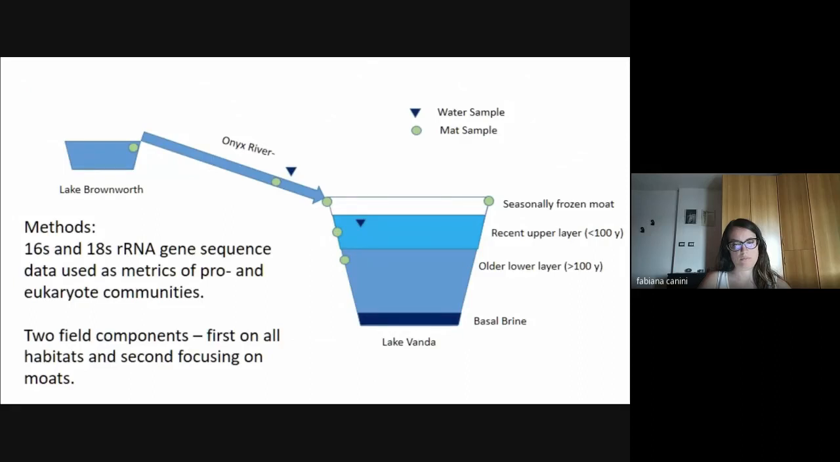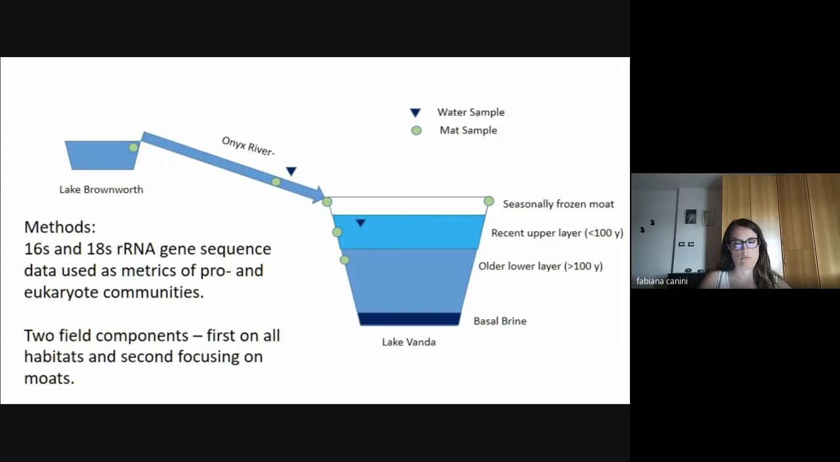Methods were primarily focused on microbial mats, which is where we've got the green dots from. So we've collected microbial mats from each of these locations, from Lake Brownworth, top of the system, from the Onyx River, the middle of the system, and from various parts of Lake Vanda. And I want to mostly today talk about the seasonally frozen moat community, which is on the edge of the lake. This is frozen during winter and it's ice-free during summer.